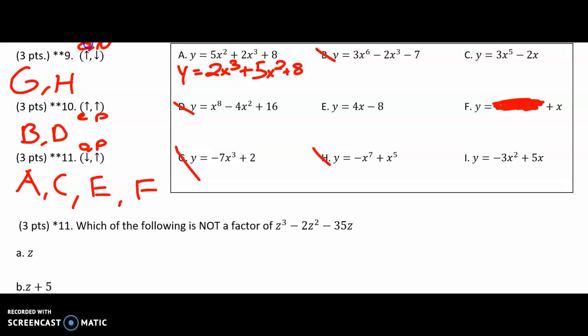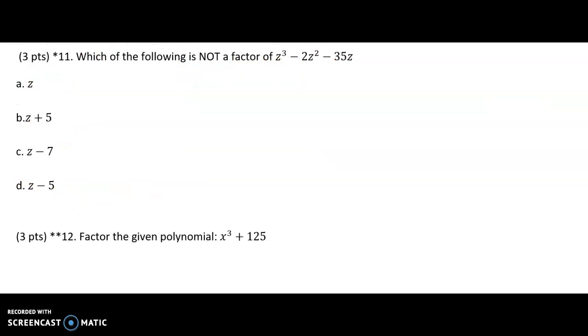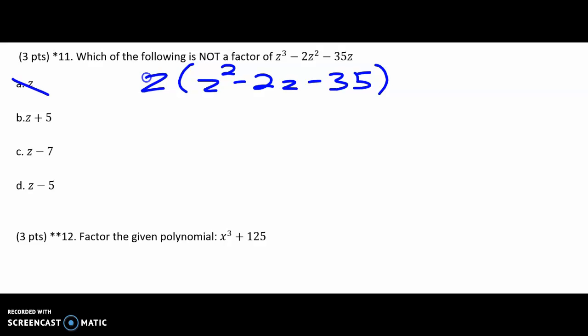Okay, number 11. Number 11, I have, which one of these is not a factor? So what that means you have to do is you just factor it, and you pick the answer that you did not use. So first things first, I take out a GCF. So if I do that, GCF is Z. So that would be Z squared minus 2Z minus 35. Okay? Now if I'm looking at that right away, I notice I just used a Z. I took a GCF out of a Z, so that cannot be my answer.